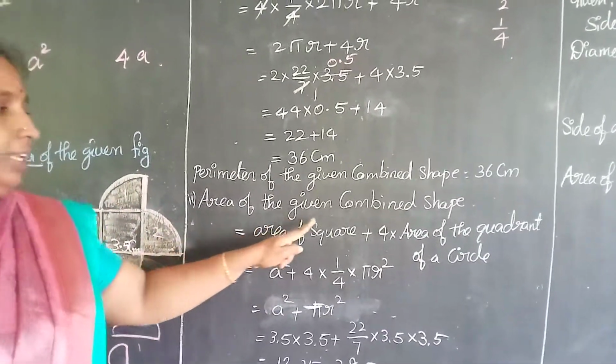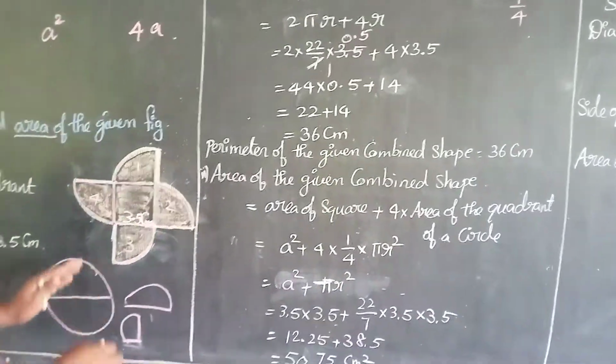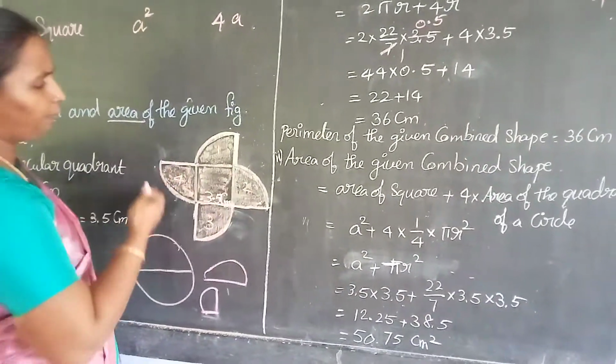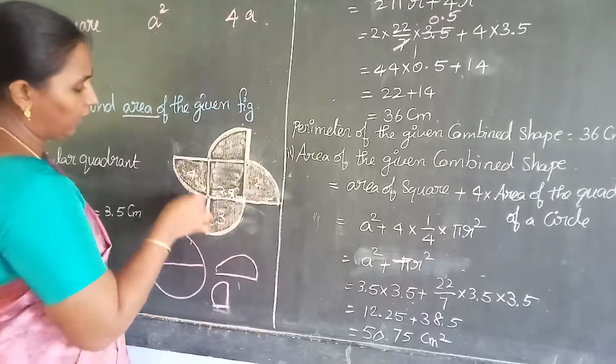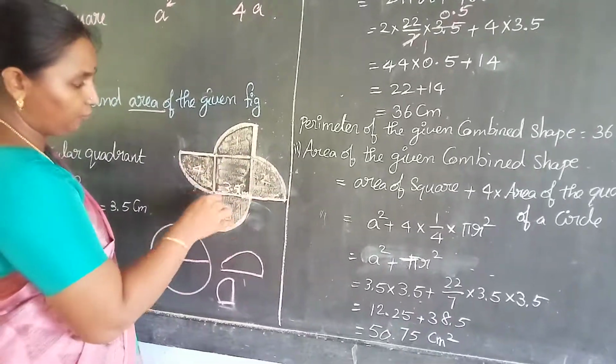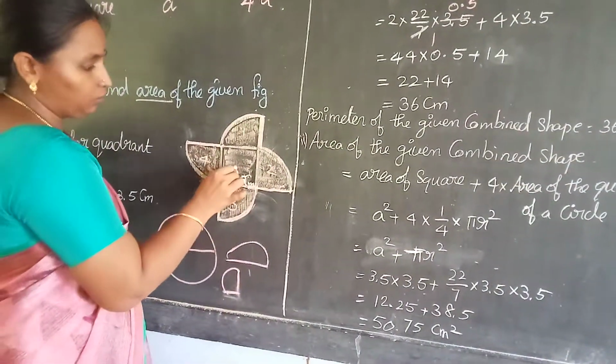Now move on to area of the given combined shape. So now see this figure, how to find area now. So how many quadrants of a circle are there? 4. So 4 quadrants of circles plus 1 square.